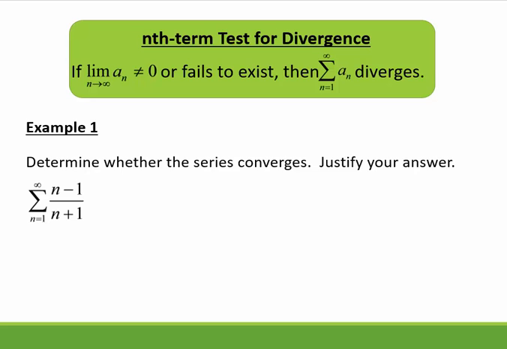So our first test, the nth term test for divergence. If the limit of the function that you have inside your summation does not equal 0 or fails to exist, then our series diverges. It doesn't necessarily converge if your limit equals 0. We can just say that it diverges. So notice how this is a test for divergence, not necessarily convergence.